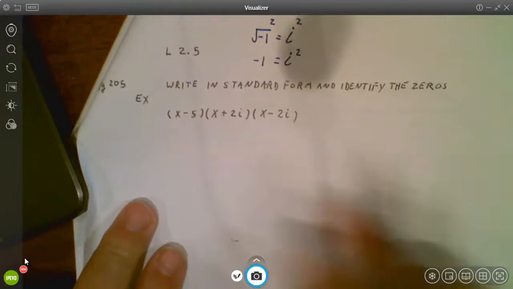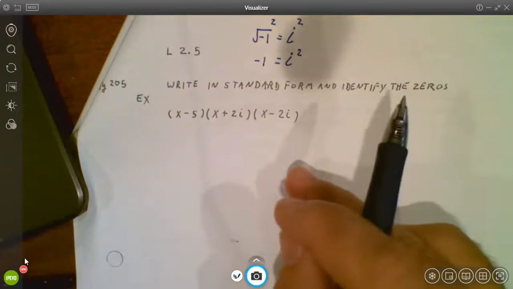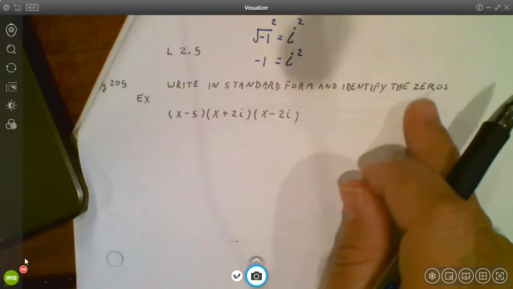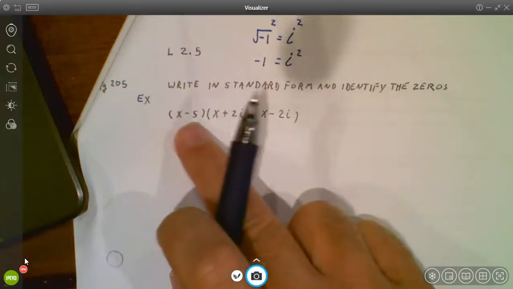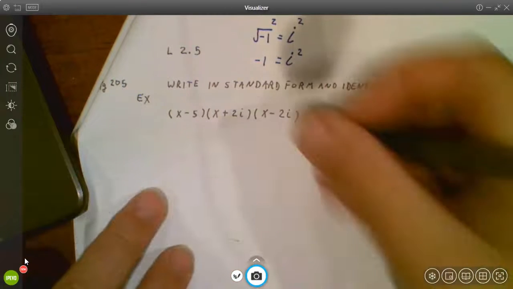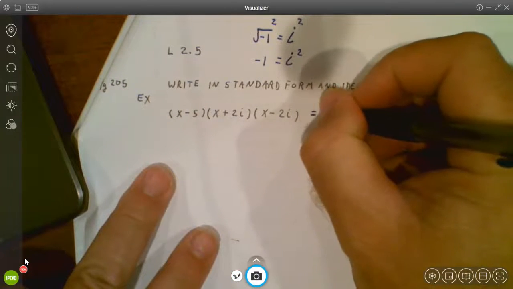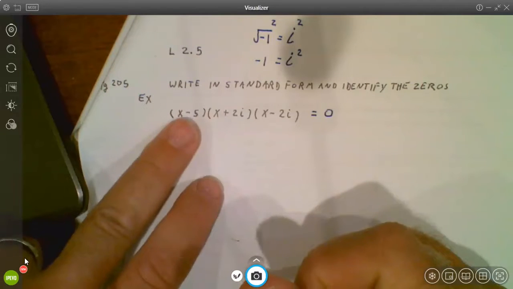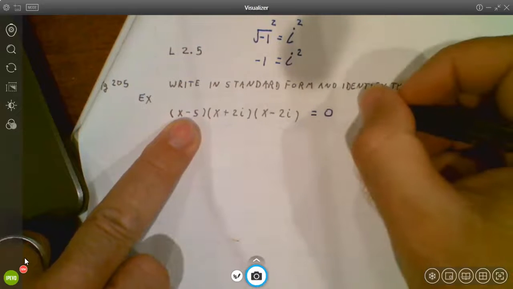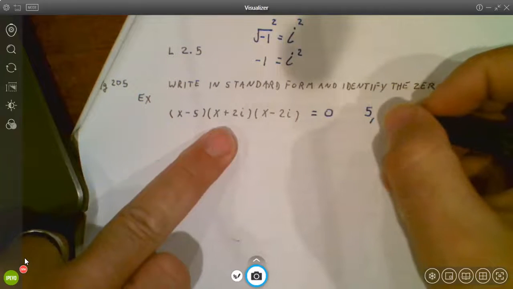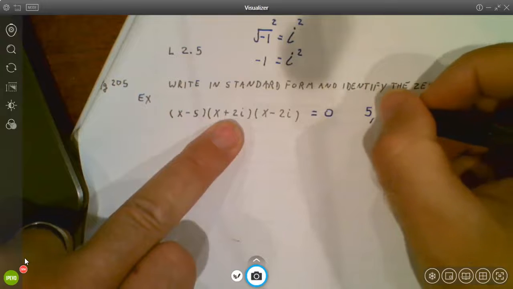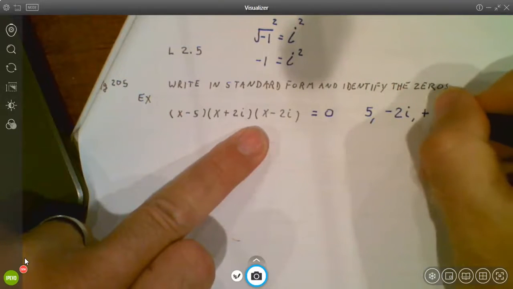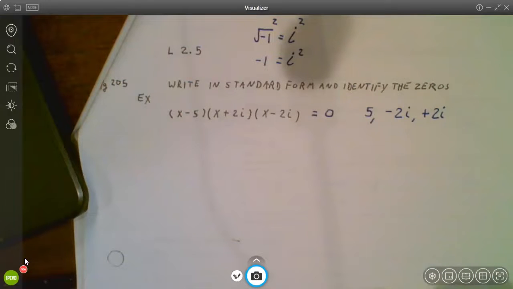So if I wanted to take these factors, we're going to do a couple things. We're going to write it back into standard form, which means I'm going to multiply them together. I also want to identify the zeros. So I can identify the zeros just based on the factors. Remember, if I set each factor equal to 0, what would be the 3 zeros? So obviously this one becomes +5. If I set that equal to 0 and subtract this over, I get -2i. And for this one, I would get +2i. So those would be the 3 zeros.